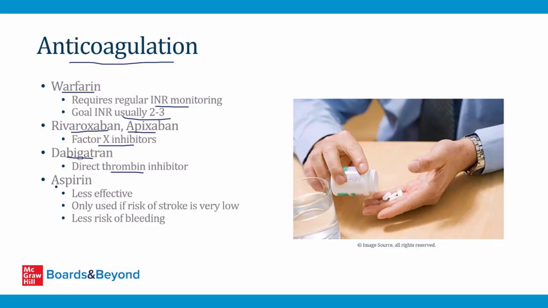And then finally, aspirin can theoretically be used for anticoagulation. It's not really an anticoagulant. It's an antiplatelet drug. It's less effective, and it's usually only used if the risk of stroke is very, very low. The upside is it has a low risk of bleeding, but most of the studies have shown that aspirin is not very effective in preventing blood clots and strokes in AFib. These drugs are all generally used instead.